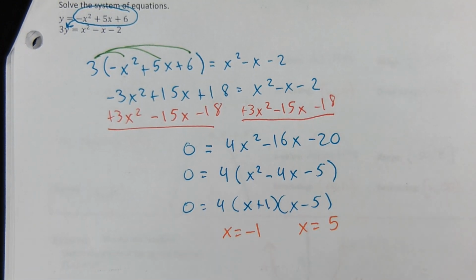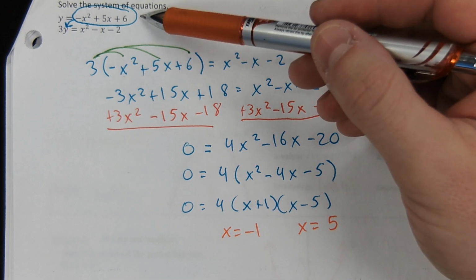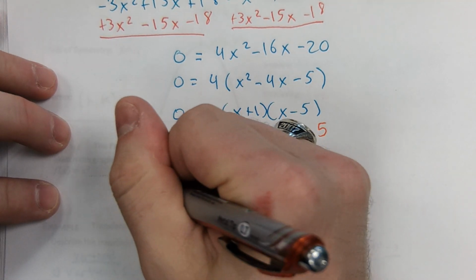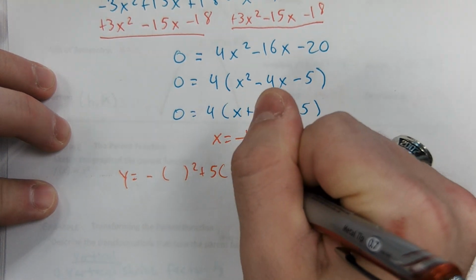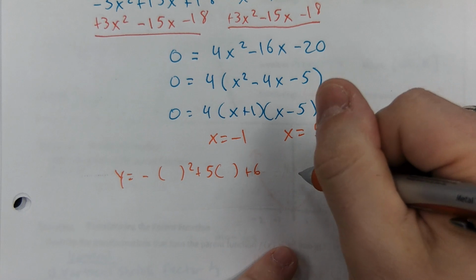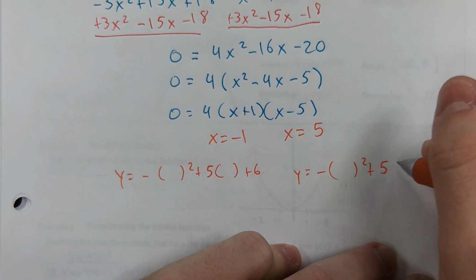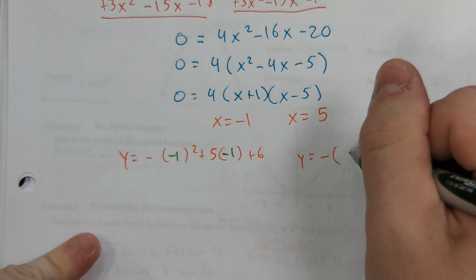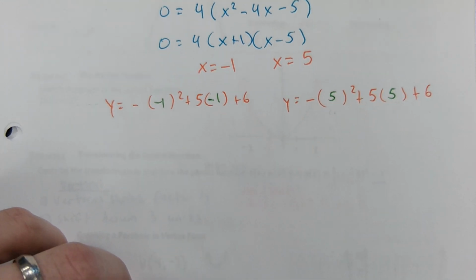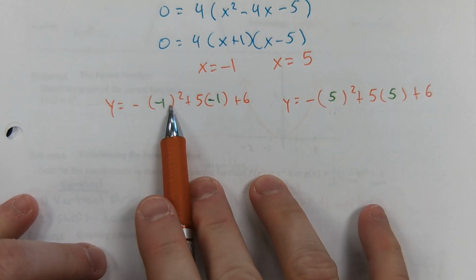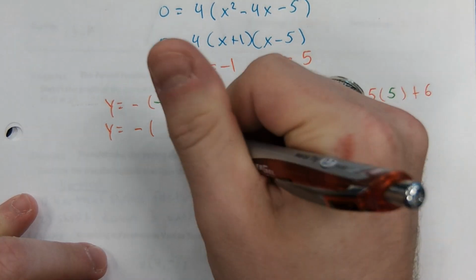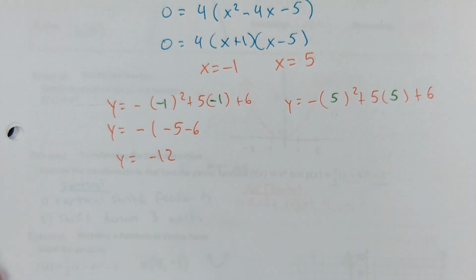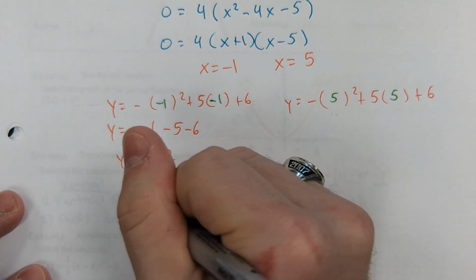It doesn't matter which one you choose, but I'm going to go with the one that I circled in blue because I'm trying to solve for y, and y is already alone there. So negative x squared plus 5x plus 6. Every time you substitute, do it with parentheses. And I'm dropping in my x values that I just found. Exponents first, please. So negative 1 minus 5 minus 6 looks like negative 12 to me. So when x is negative 1, y is negative 12.